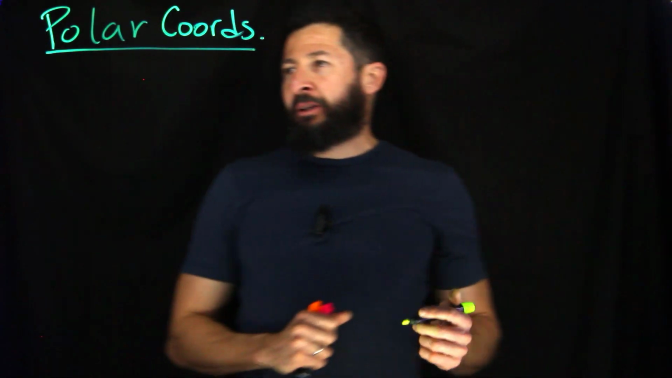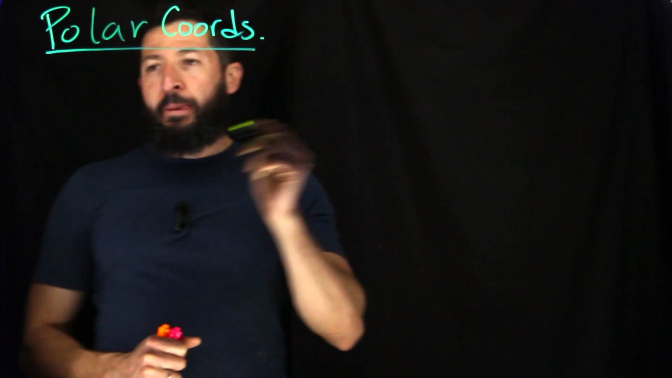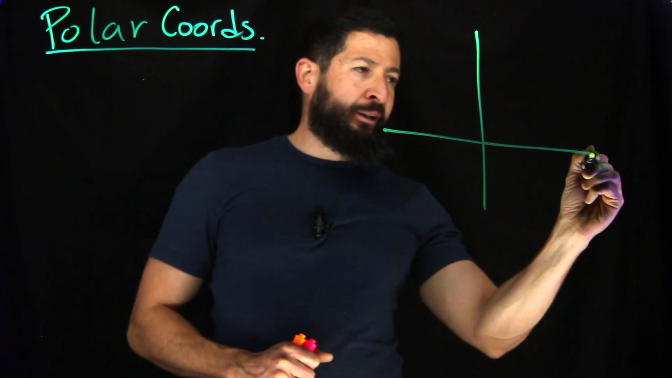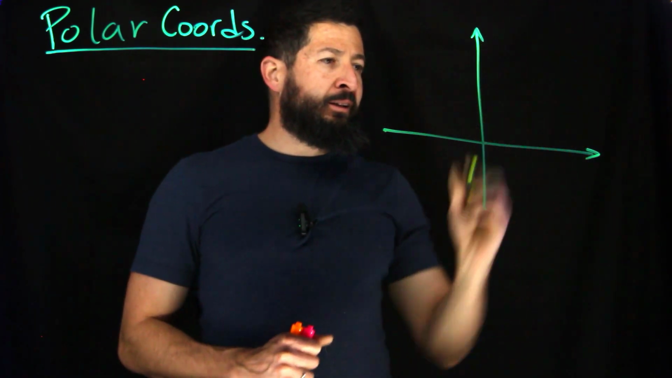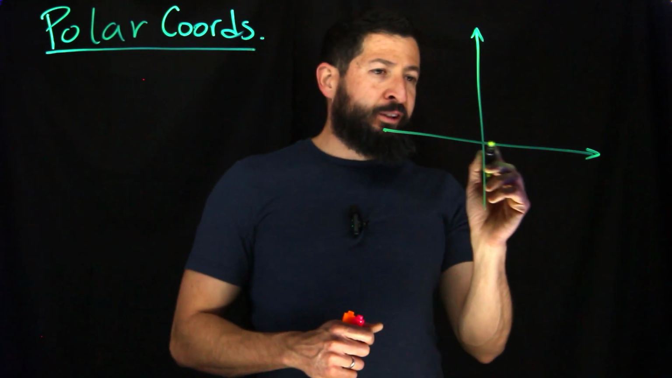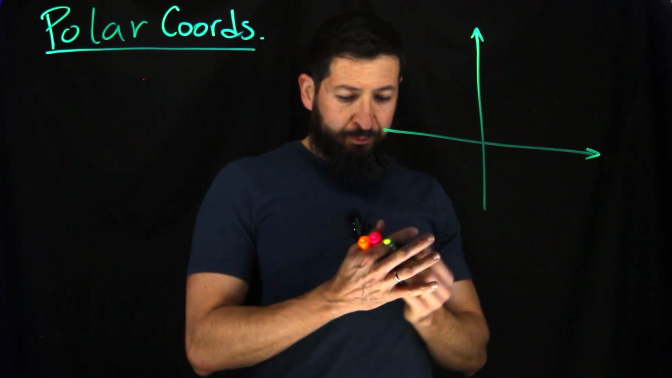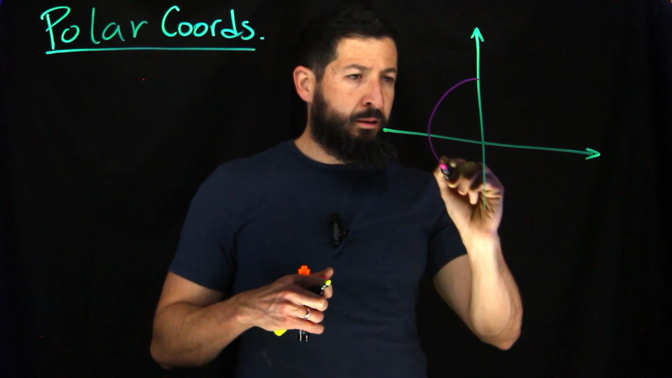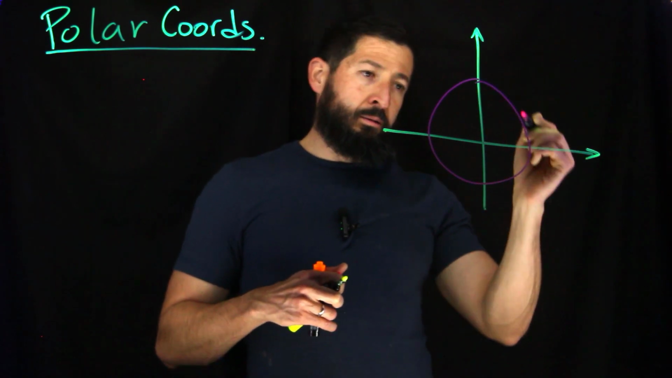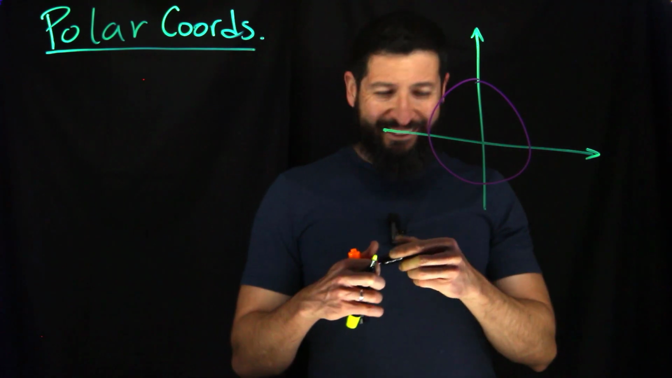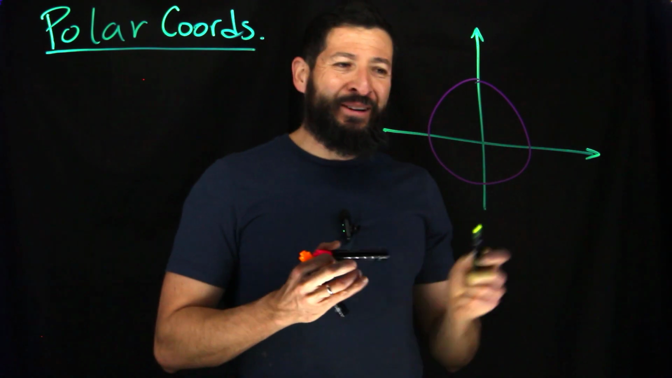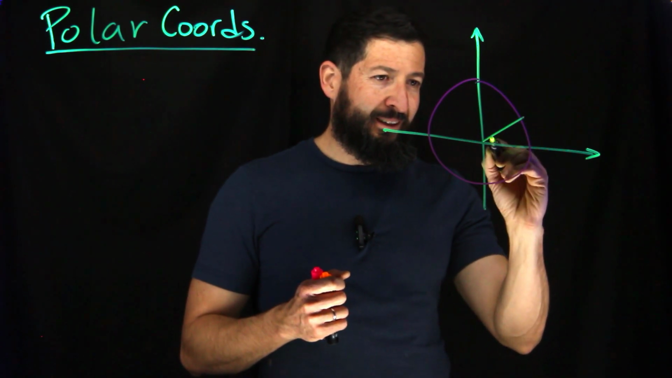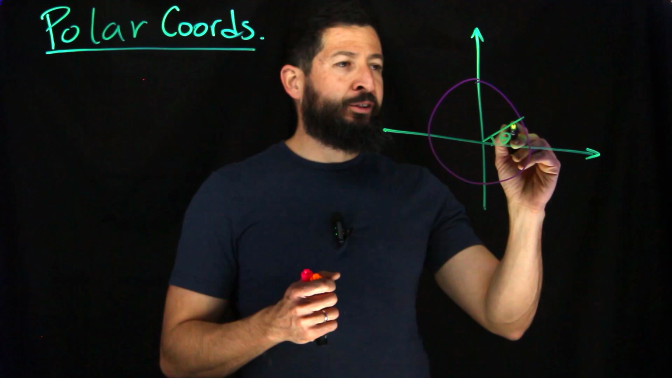Alright guys, so today we're going to talk about polar coordinates. What polar coordinates are based on is a very simple idea. If you were to consider your unit circle, not quite a circle, but let's say that's the unit circle, for every angle theta, you have a point in the unit circle.